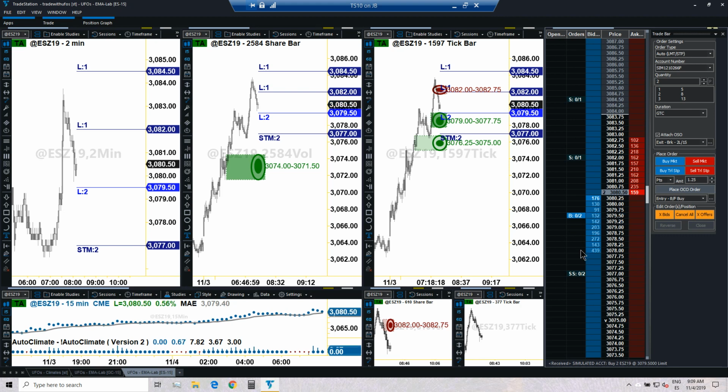My stop is going to be located at 77.5, which is right here. So we are talking about 2 points, which is going to make my safety target 81.5, which is 2 points.